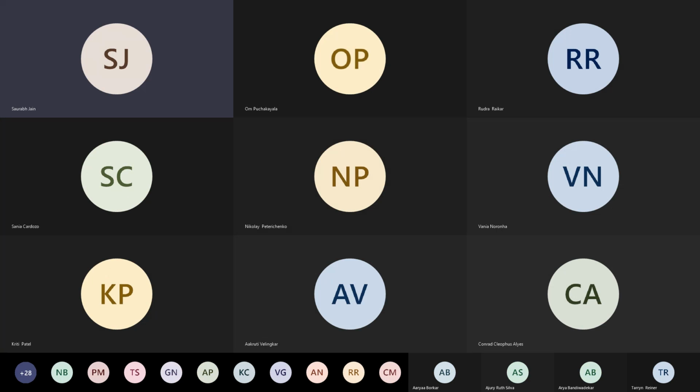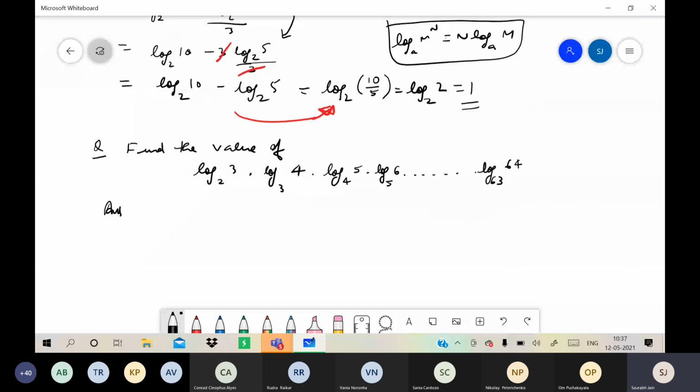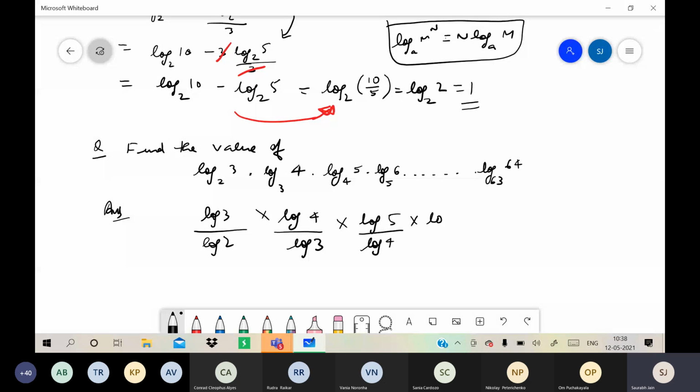Let us solve this. Base changing theorem will be used. See, log 3 base 2 can be written like this. Now you will say, sir, we will have to take some base. I will take it. Log 4 upon log 3. Again some base is required. We will take it. Log 5 upon log 4. Base. Log 6 upon log 5. Base. And this goes on and here.